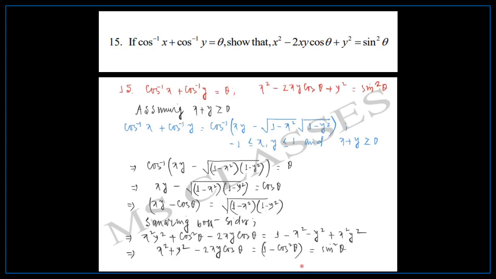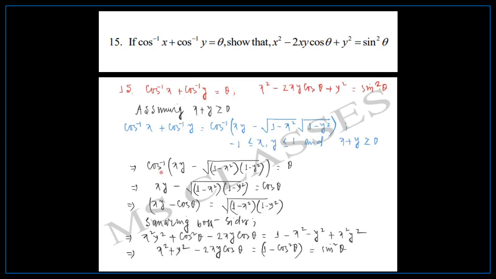So what we have done at first: cos inverse of x plus cos inverse of y equal to theta is given. So we are just assuming x plus y greater than or equal to 0 because we want to apply the conventional formula, which can be applied only when x and y lie from minus 1 to 1 and x plus y is greater than or equal to 0. Now since cos inverse of x exists and cos inverse of y exists, x and y should lie from minus 1 to 1. This is the assumption we have taken.